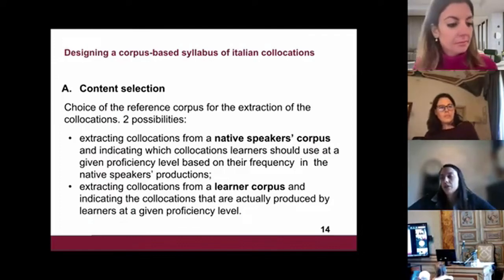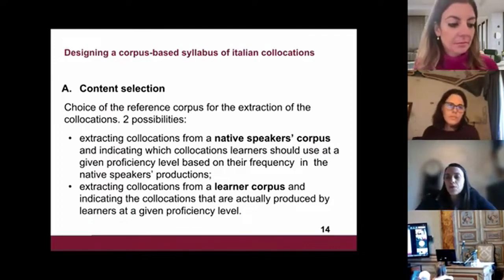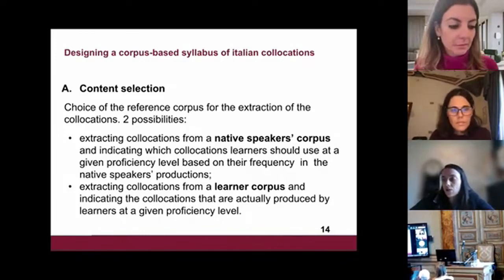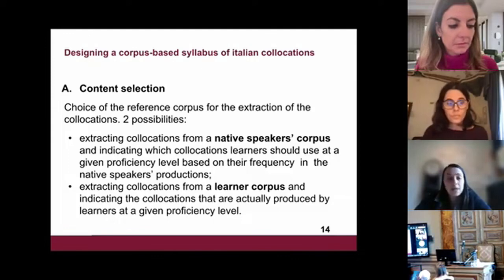Thank you. Now we'll move on to the actual design of the syllabus. First, we'll focus on the content selection. The first choice to be made concerns the reference corpus for the extraction of the collocations. One can either extract the collocations from a native speaker's corpus and then place them on a proficiency scale mirroring their frequency in the native speaker's production, or the collocations can be extracted directly from a learner's corpus and thus placed at a given proficiency level following the recurrences in those productions.